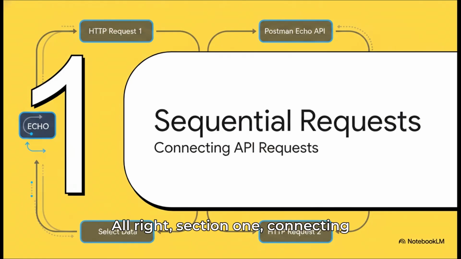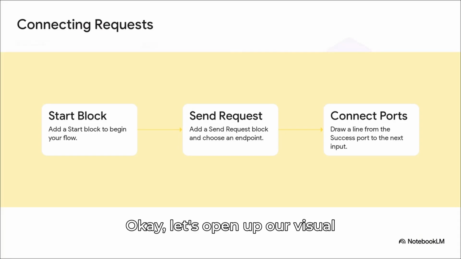All right, Section 1, Connecting Sequential API Requests. Let's dive in. Okay, let's open up our visual canvas. Step 1, we drop in a start block. Easy. Step 2, we add a send request block, and we're going to point it to the Postman Echo API. It's this great built-in tool that basically just echoes back whatever data you send it.